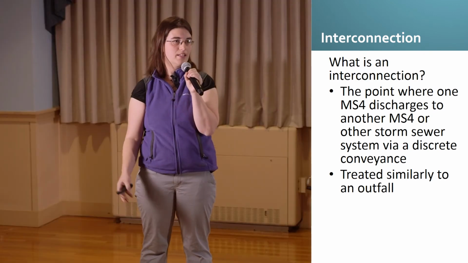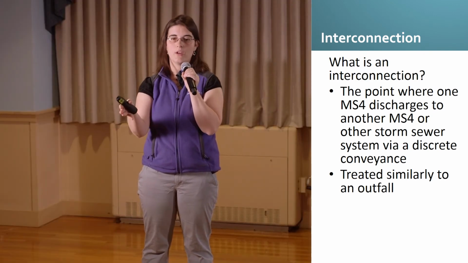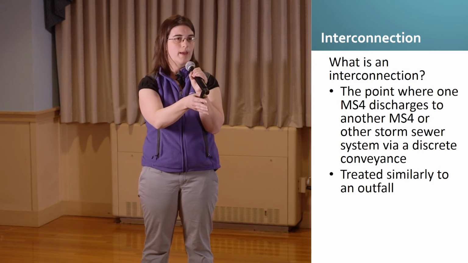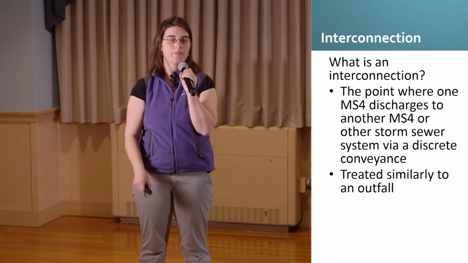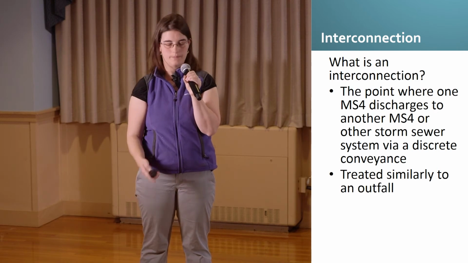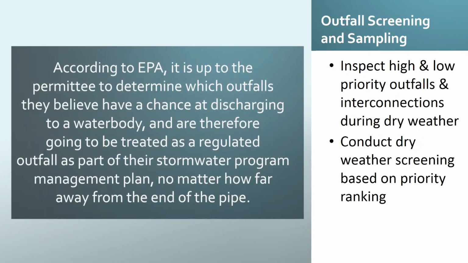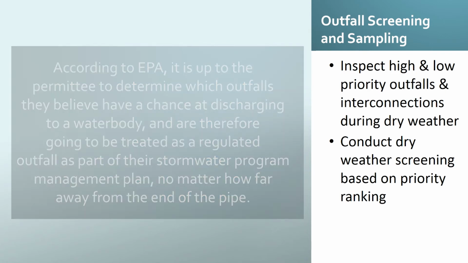So it could be at a ditch line where it crosses over from your municipality into another municipality, or it could be underground in a pipe system. According to EPA, it is up to the permittee to determine whether outfalls they believe have a chance at discharging to a water body are therefore going to be treated as a regulated outfall as part of their stormwater program management plan, no matter how far away from the end of the pipe.